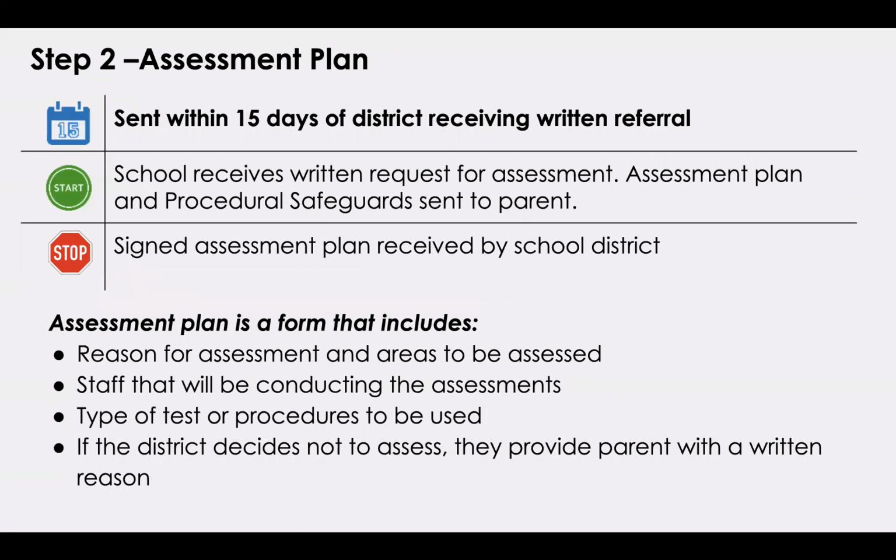Step 2 is the assessment plan. It's sent within 15 days of the district receiving the written referral. The process starts when the school receives the written request for assessment. An assessment plan and procedural safeguards are sent to the parent. And the timeline stops when the signed assessment plan is received by the school district.